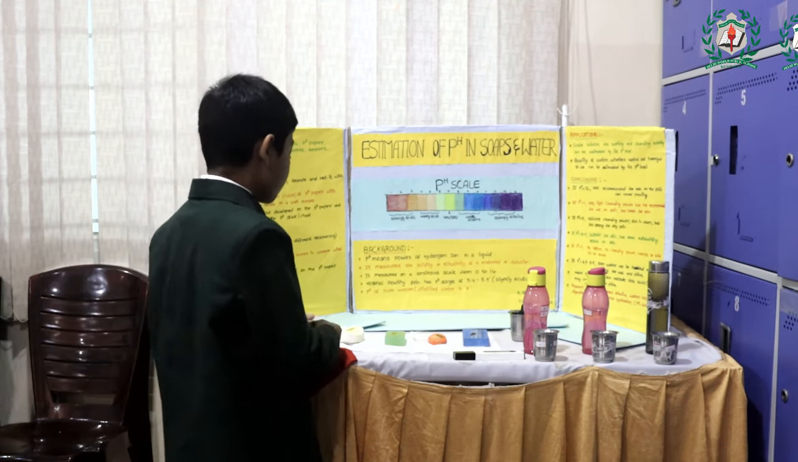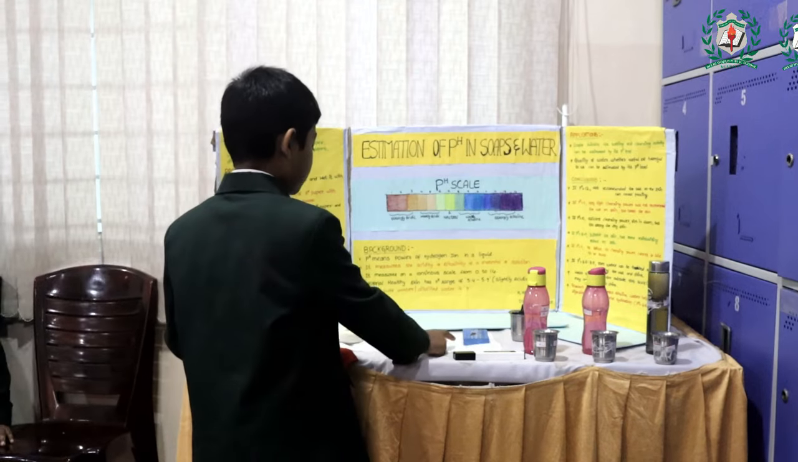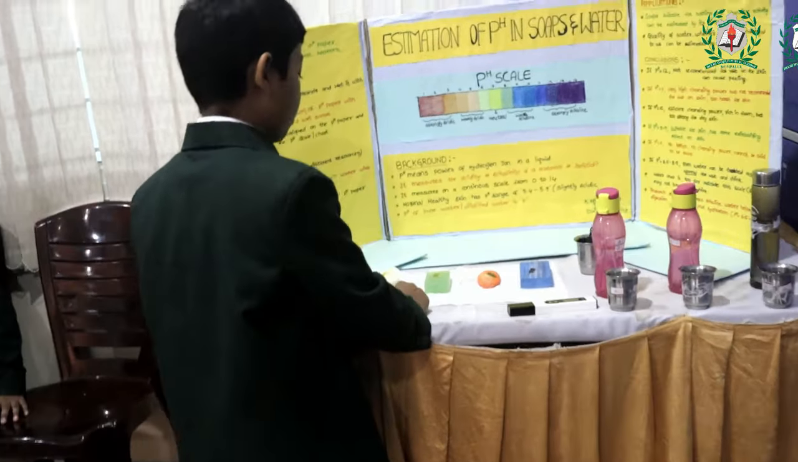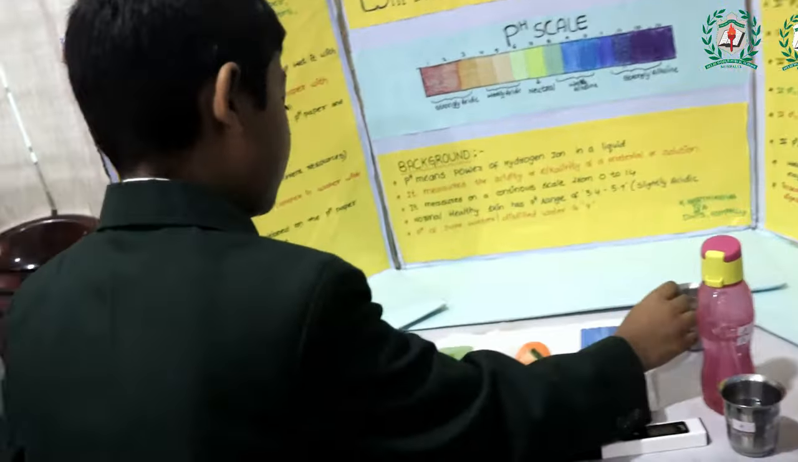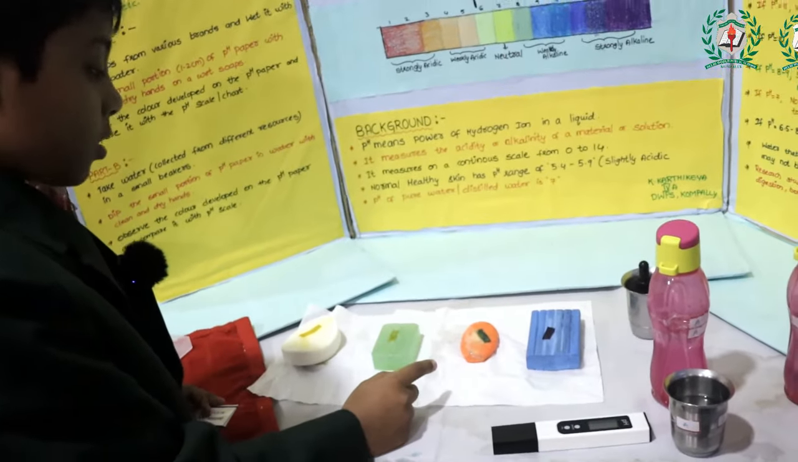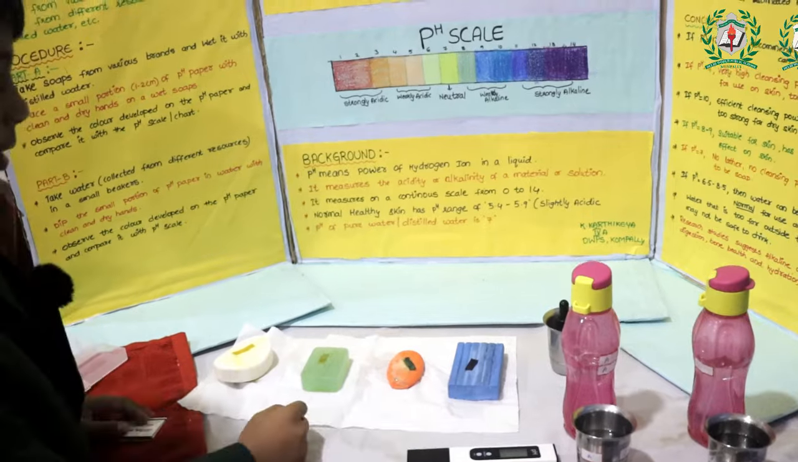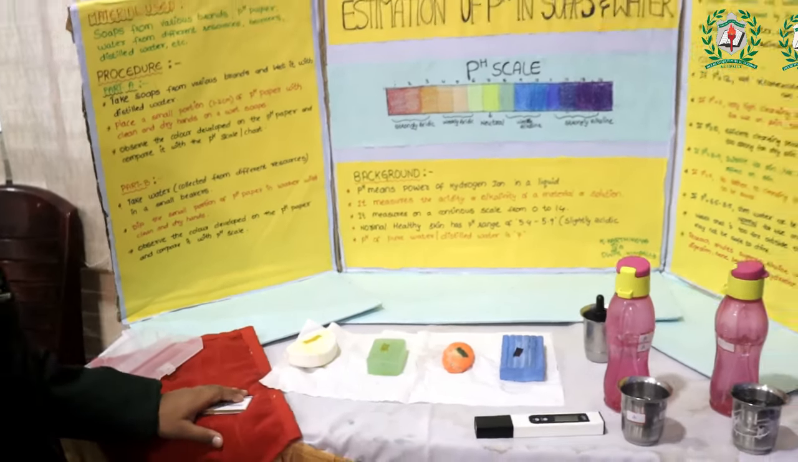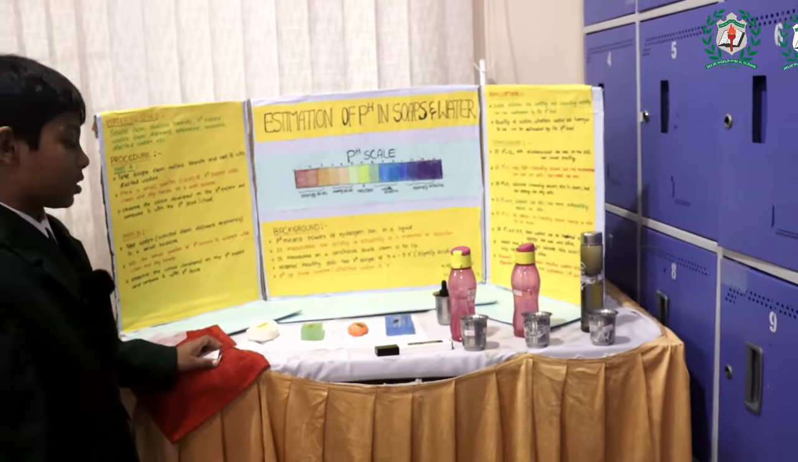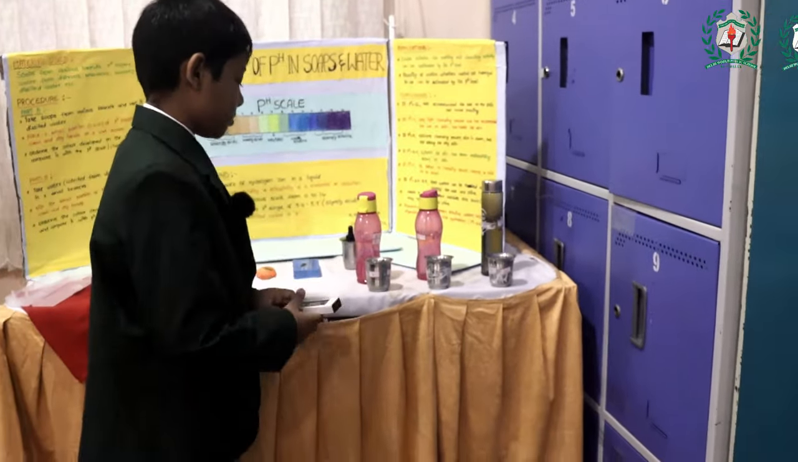Here I'm testing four different kinds of soaps. First, I pour water on each soap and then place the pH paper. The soap at this place turned the pH paper black. If you use that soap, you'll get skin irritation or skin rashes. I'm moving on to my next experiment.